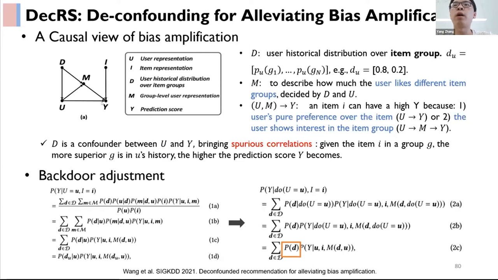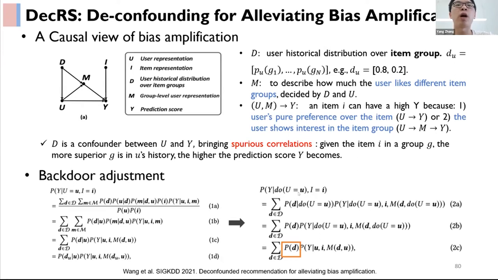There are two reasons for an item having a higher prediction score. The first reason is that the user has a higher preference for the item, represented by the path from U to Y. The second reason is that the user has a higher interest in the item group, represented by the path from U to M and M to Y. Then we can find D is a confounder between U and M. It will bring spurious correlations, making items that belong to the majority group in the user histories have higher prediction scores. Thus, to remove the confounding effect of historical item distribution, they propose to estimate the causal effect P(Y given do(U) and I) as the recommendation model.